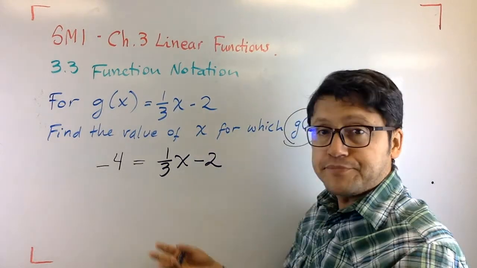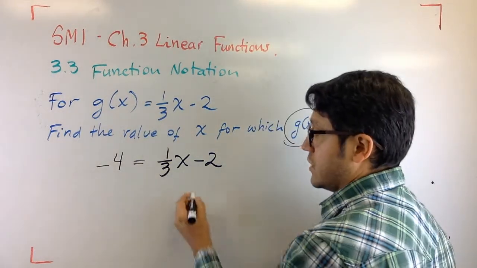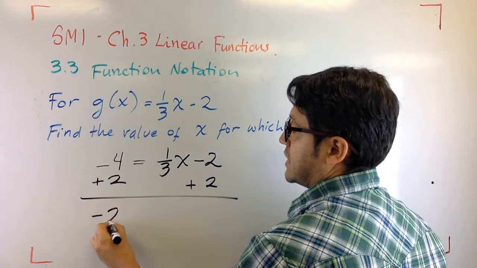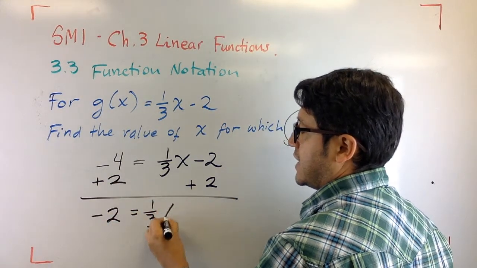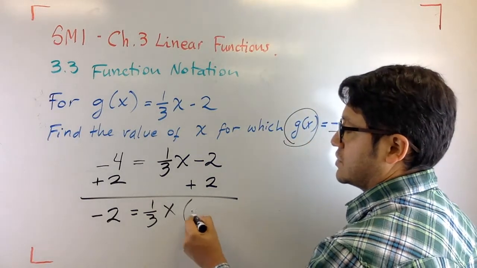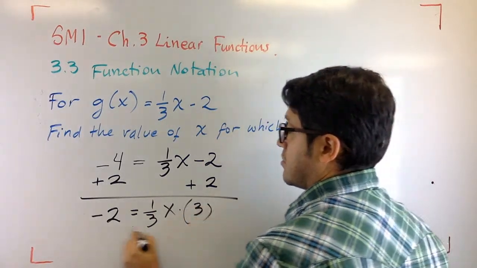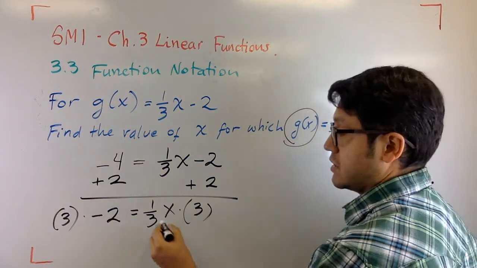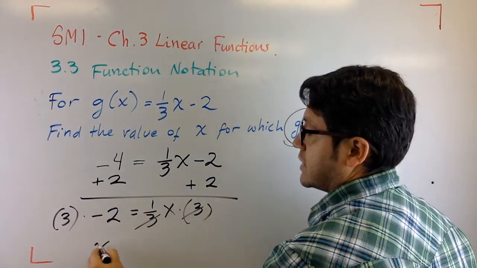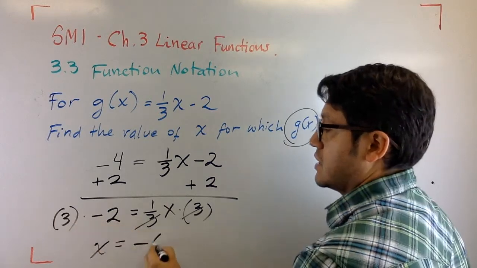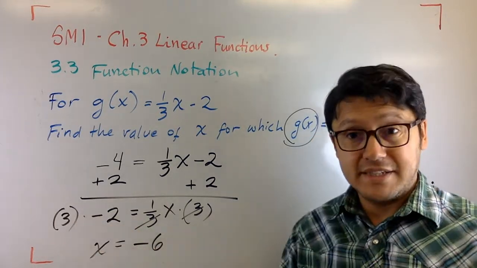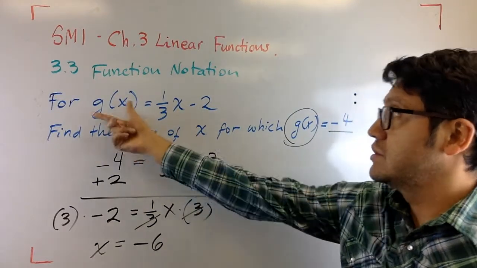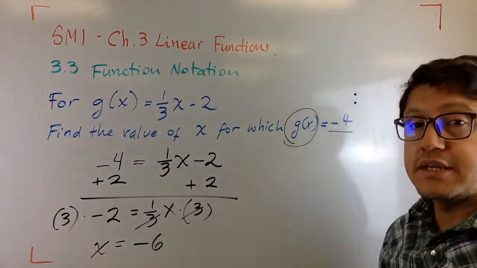We just follow what we know. We add 2 on both sides. This is going to be -2 equals 1/3 x. So finally, we just need to multiply by 3. And okay, we're good with this. So x is going to be -6. So when x is -6, when the input is -6 right here, after we do this operation, the output is going to be -4. That's it.